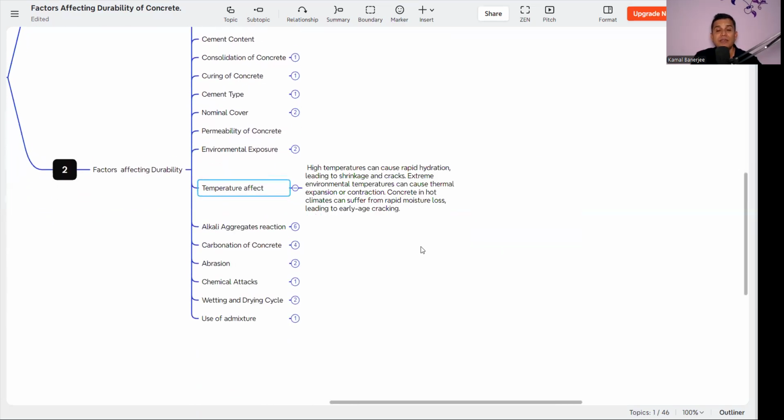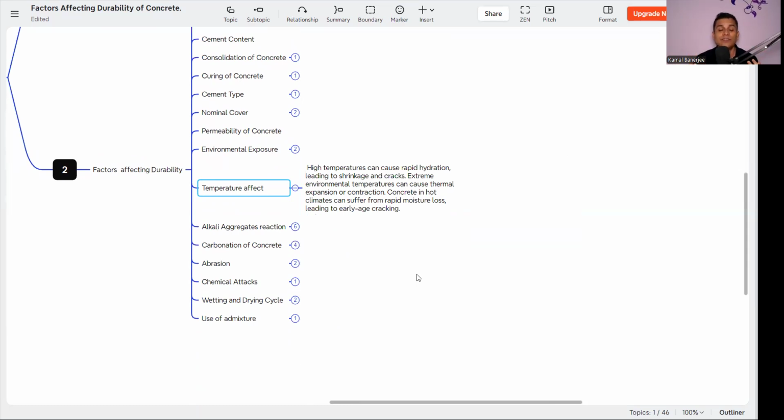Then temperature effect. High temperature can cause rapid hydration, leading to shrinkage and cracks. Extreme environmental temperature can cause thermal expansion or contraction. Concrete in hot climates can suffer from rapid moisture loss, leading to early age cracking. Now, the temperature of the environment and the temperature of the concrete have an effect on the concrete strength and durability.